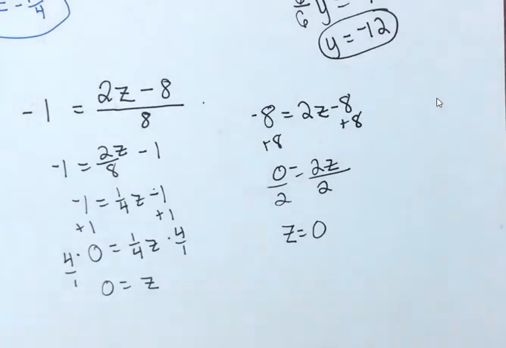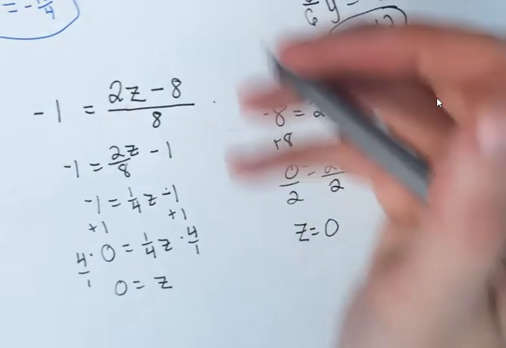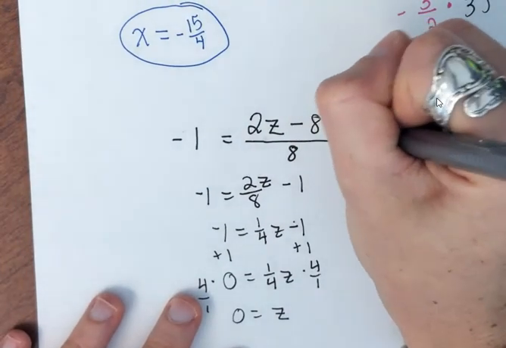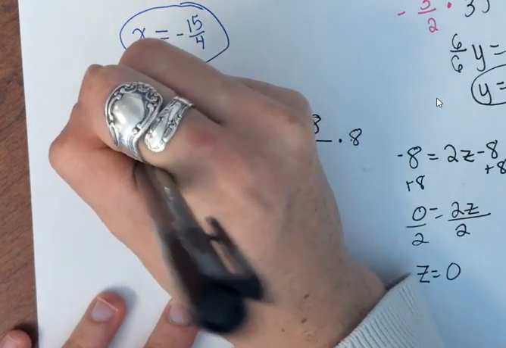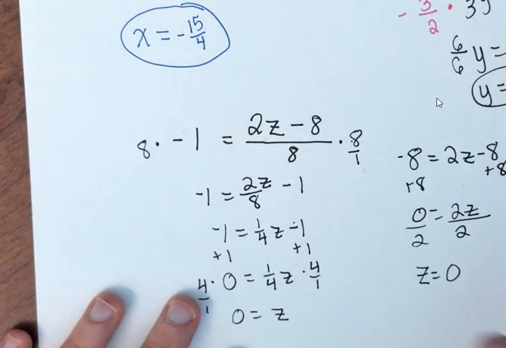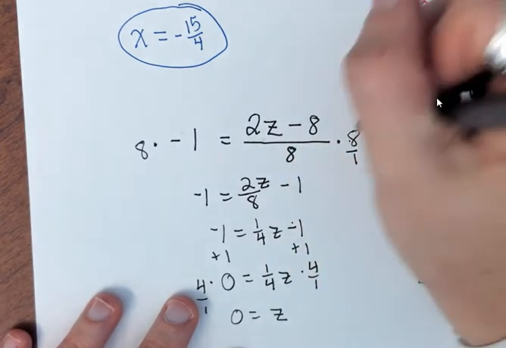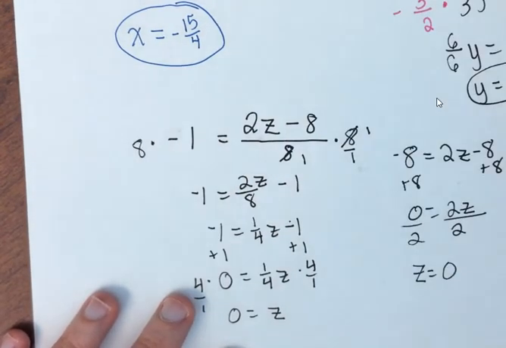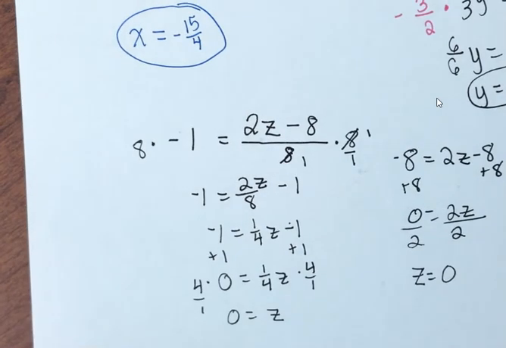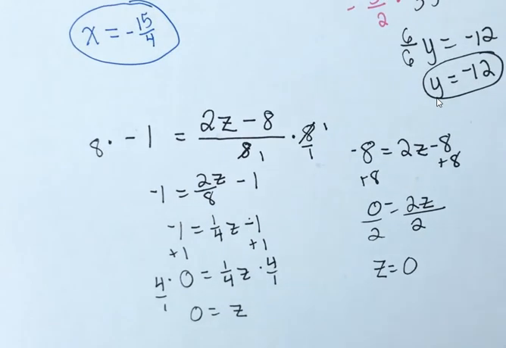Either method is appropriate. The only caution on this one is when you multiply by 8 on both sides, remember that this is actually just cross-simplifying to 1 here. So you could think of it that way. Okay, hopefully this was helpful, and that you feel more comfortable with those more challenging two-step equations.